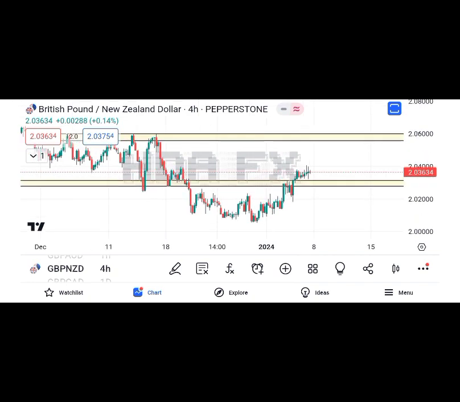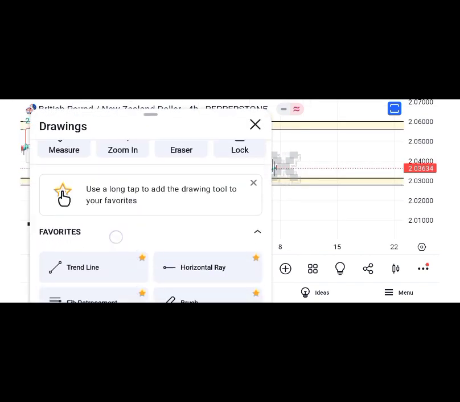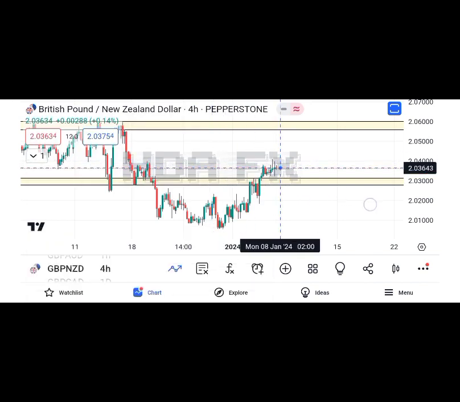I want to see price do this. I want to see price retest this zone here. Then we can look for buying confirmed candles here. Or we need to study the behavior of price at this zone here. Then we buy up to this point here.